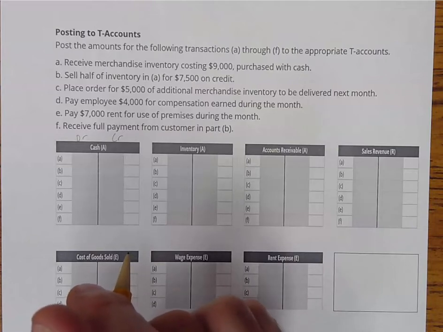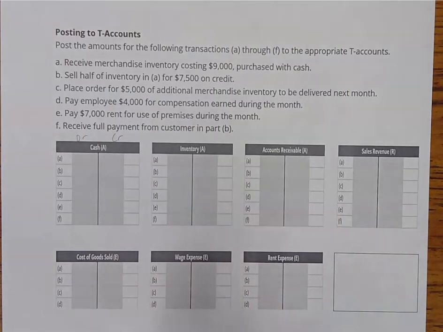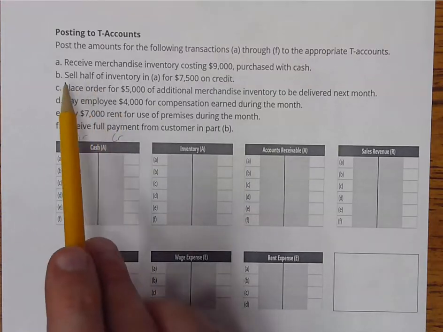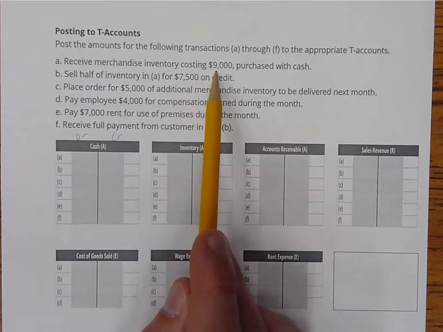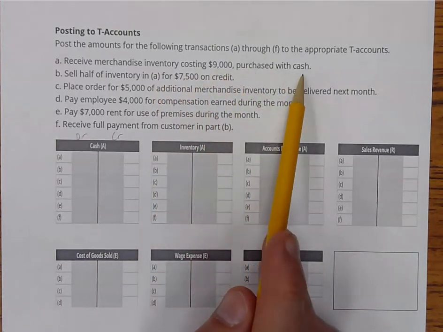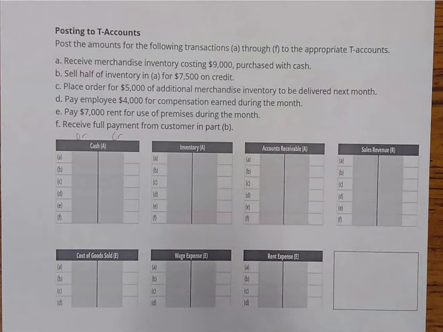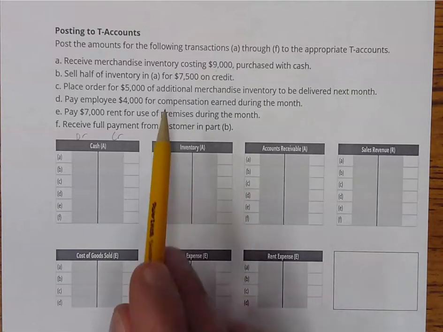All right, so it looks like we have some transactions A through F. Let's look at the very first one under A. We're going to receive merchandise inventory costing $9,000, and we're going to purchase it with cash. We don't have a beginning balance for cash. Hopefully we had some cash as a beginning balance, but I don't have that information available to me.